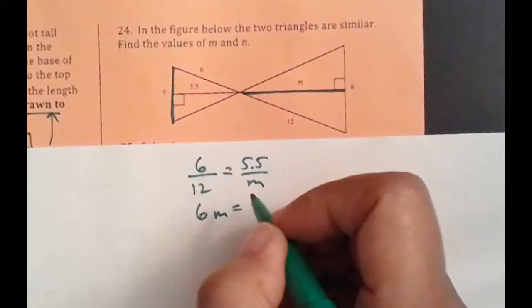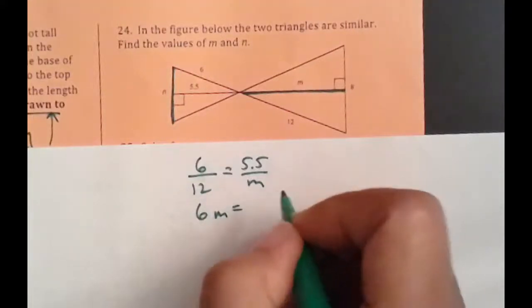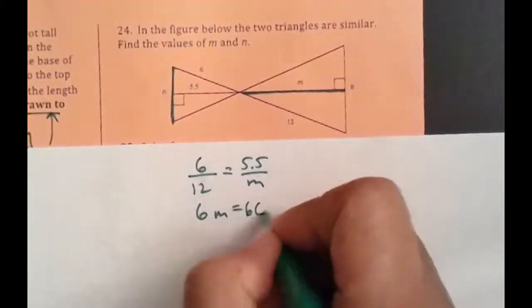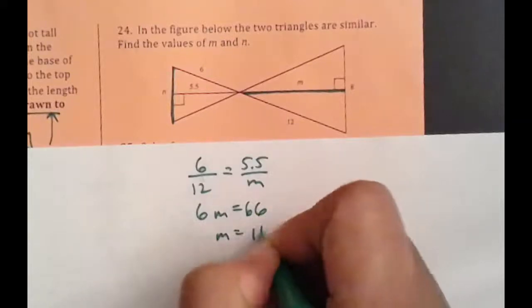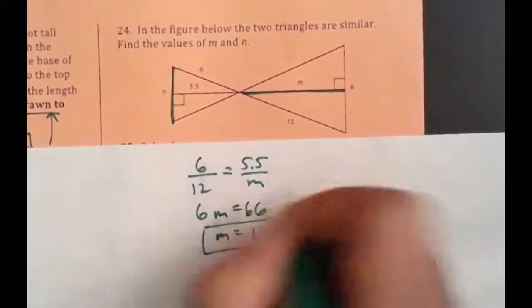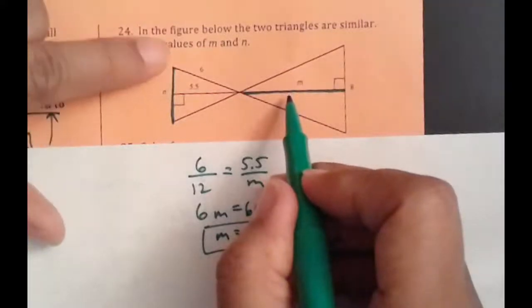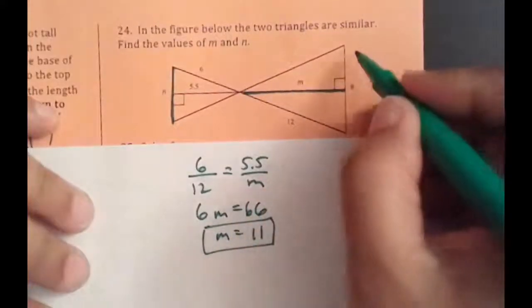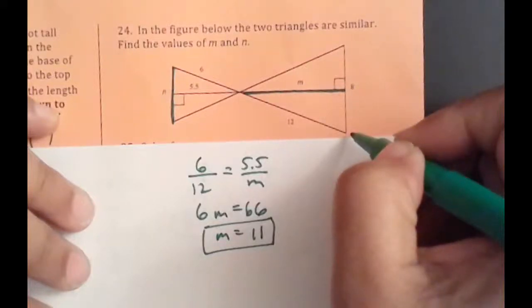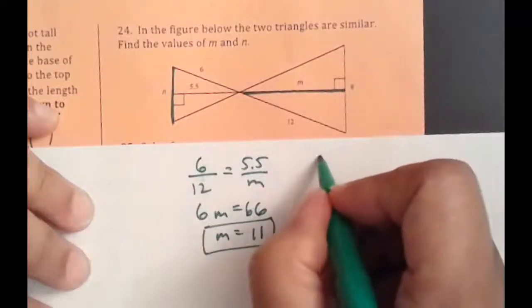Now I know that this full length is 8 right here, so I'm going to set a proportion again. I'm going to use 6 and 12 this time, 6 and 12. But this time, since I'm solving for n, I'm going to use n with the 8. All right, cross multiply, 12 times n is 12n. 6 times 8 is 48, divide by 12, and we get 4.